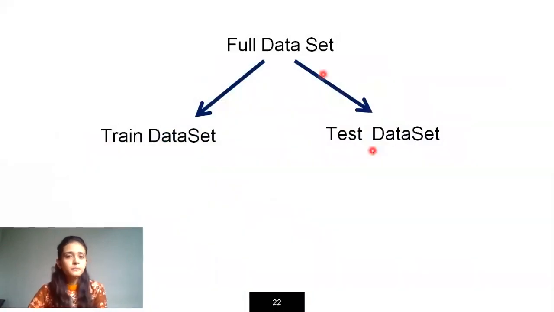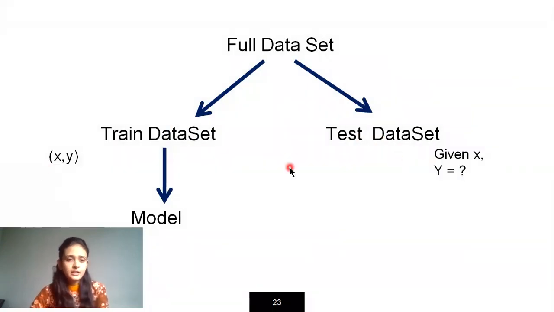So how are we doing this? Suppose I have the full data set, and I divide this complete data set into two parts, the train data set and the test data set. 70% will be my train data set and 30% will be my test data set. In the train data set I have the value of x and y both, that is the independent variable and the dependent variable. Based on that, I will prepare my model.